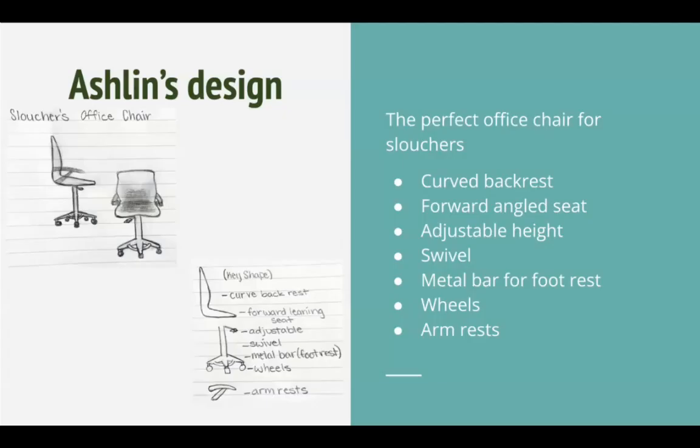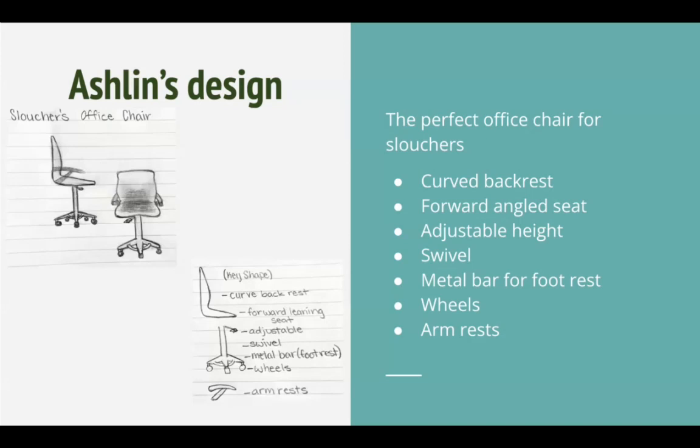I'm Ashlyn, and this is my design for the perfect office chair for slouchers. This seat shape is based off of my research conducted for people who lean forward. As you can see, the key shape requires a curved backrest with the highest point being at the lower back, as well as a forward angled seat for the potential encouragement of sitting up straight.